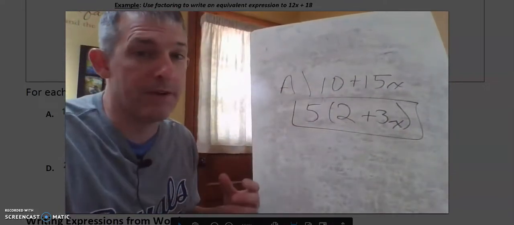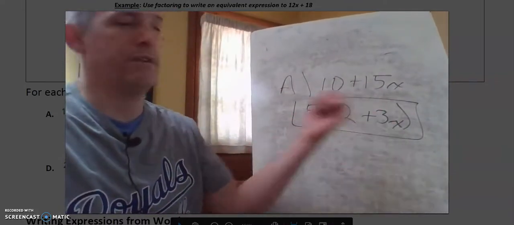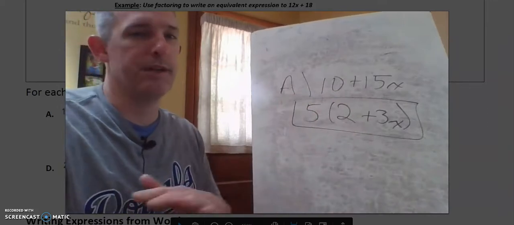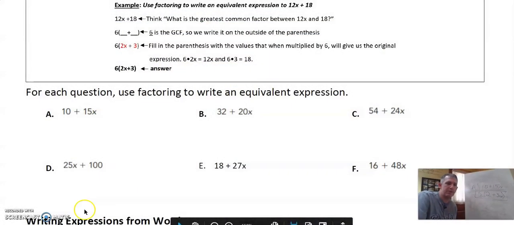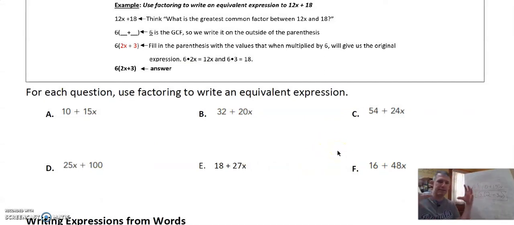Now, if we were simplifying, we would want to distribute this. Okay, but that would be going backwards. We don't want to do that. All right? So that's how we would approach these problems. Find the greatest common factor, pull it out on the outside of the parentheses, and then inside the parentheses write what you would need to multiply it by to get those numbers.